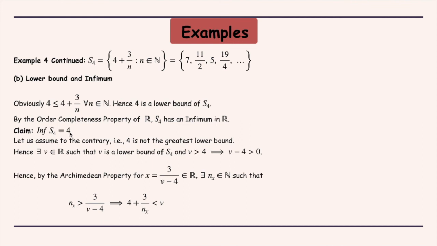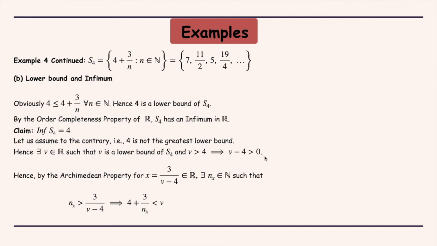For proving this, we are going to assume to the contrary, that is, we assume that 4 is not the greatest lower bound. Assuming that it is not the greatest lower bound means we can find a lower bound which is even bigger than 4. So that means we can find a real number v such that v is a lower bound and v is bigger than 4. That would imply v minus 4 is bigger than 0.